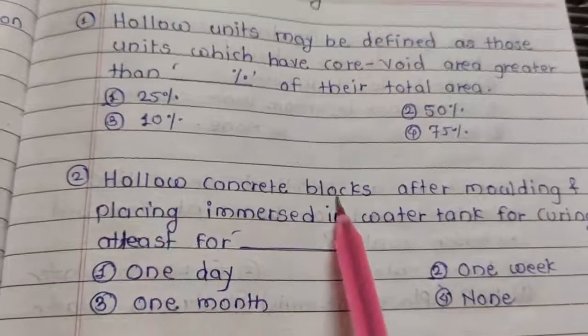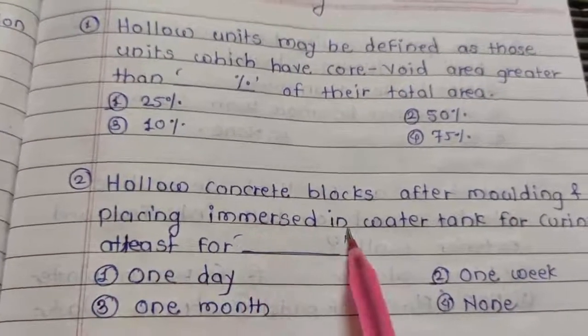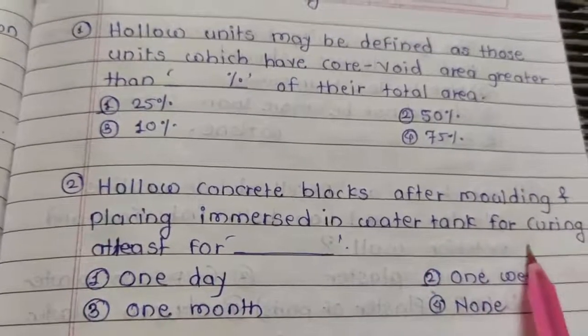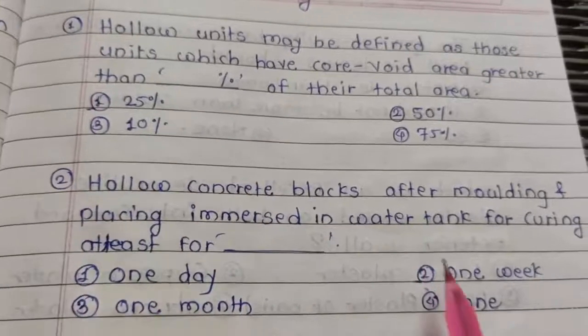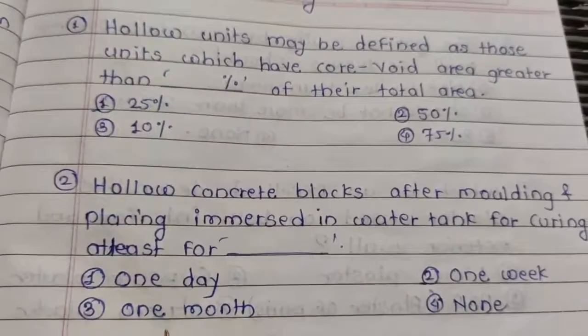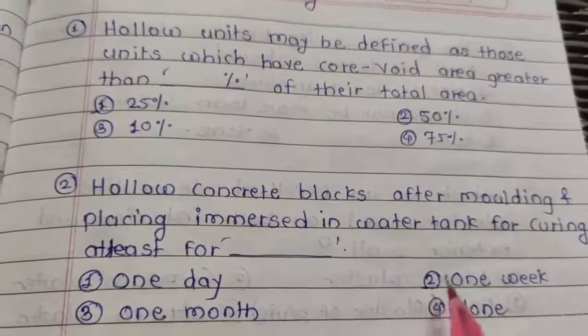Hollow concrete blocks after molding and placing are immersed in a water tank for curing at least for 1 day, 1 week, 1 month, none. Answer is 1 week.